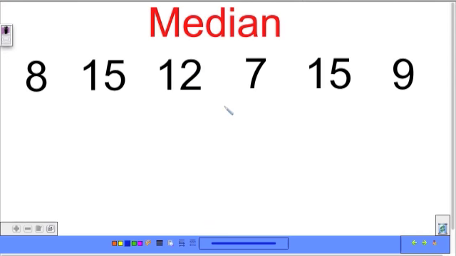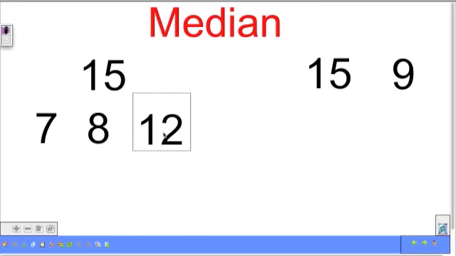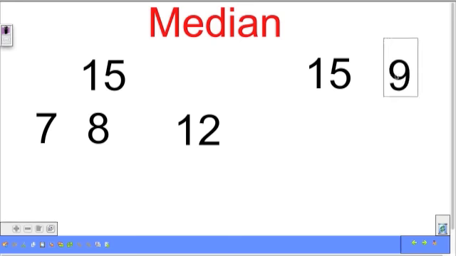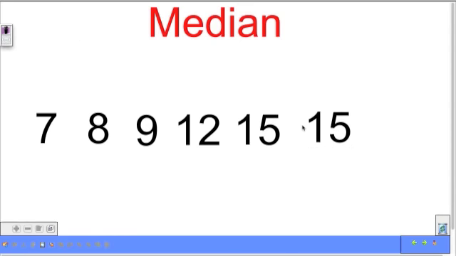Sometimes there'll be 2 numbers in the middle. For example, if I put these numbers in order from least to greatest, 7, 8, 12, so I got a 9 here, and then I got my 15's on the end. And so now I'm looking at, oh, maybe this is in the middle.